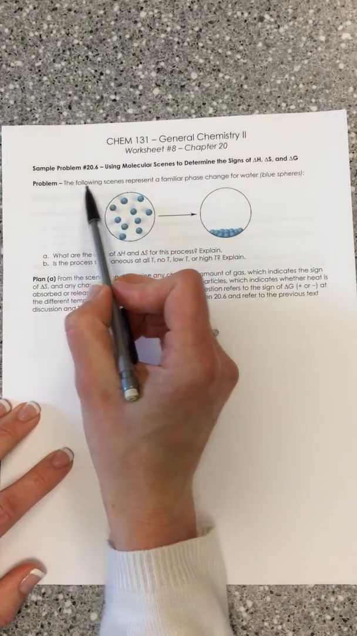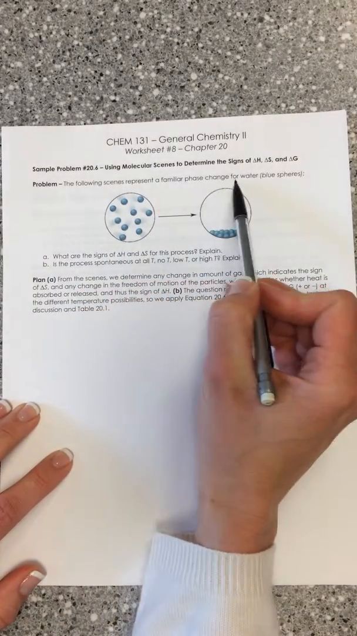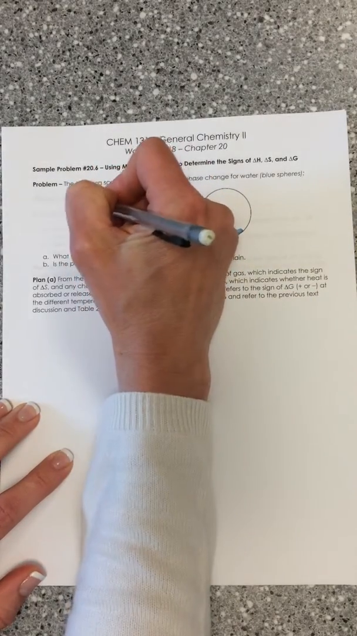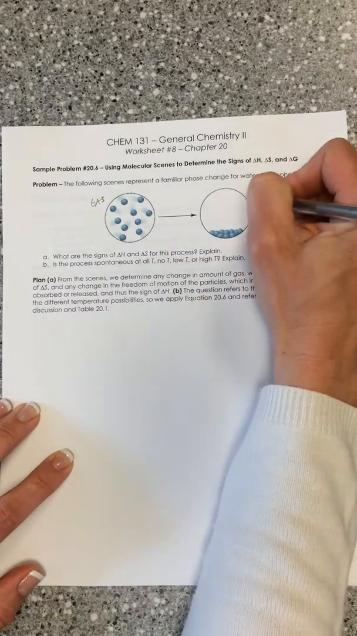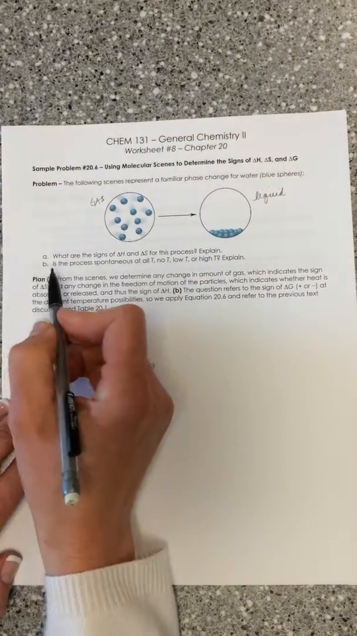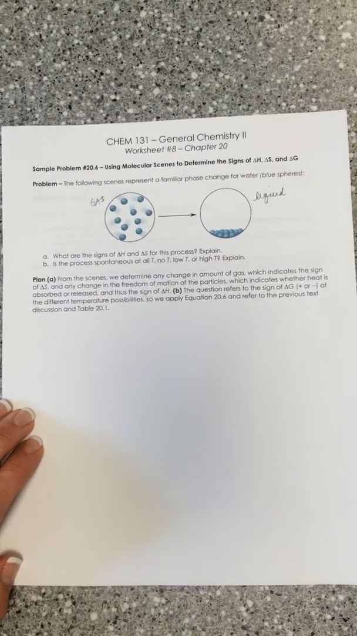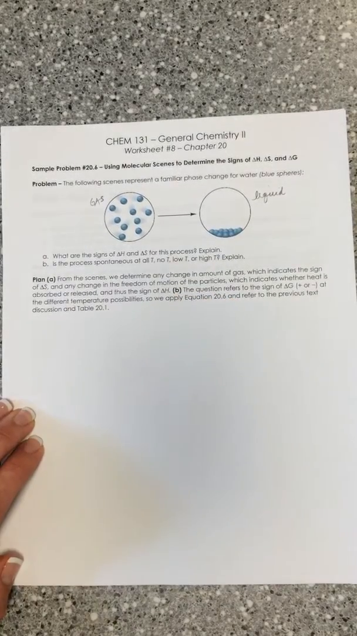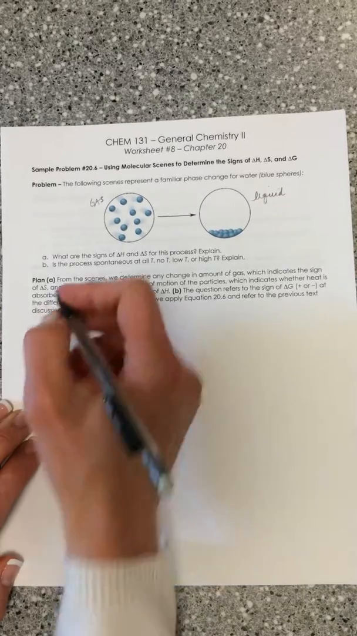So as it tells us here, the following scenes represent a familiar phase change for water, right? So in this case, hopefully everybody's good realizing that's gaseous water, and that's water as a liquid. So the first part of this problem asks us to think about the signs of delta H and delta S for this process and to explain.